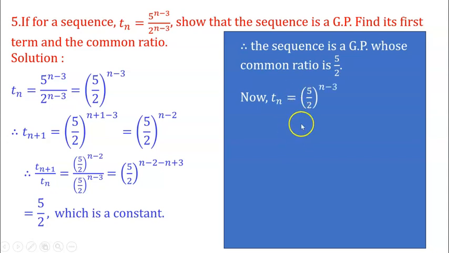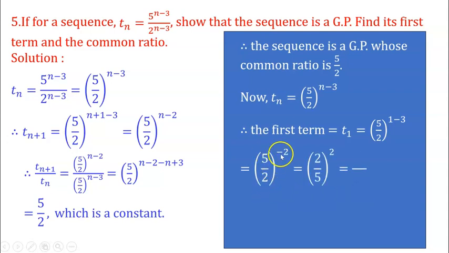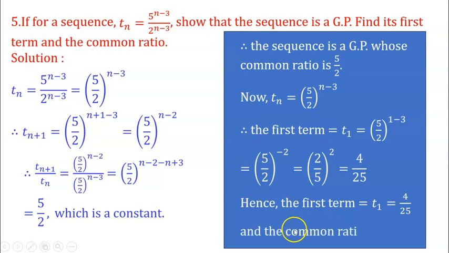Now, Tn is equal to (5/2) raised to n minus 3. The first term T1 is equal to (5/2) raised to 1 minus 3, that is (5/2) raised to minus 2. After taking the reciprocal, meaning if we change 5/2 to 2/5, then the power becomes plus. Then you will get (2/5) squared, which means 4 upon 25. And hence the first term is 4 upon 25, and the common ratio R is equal to 5/2.